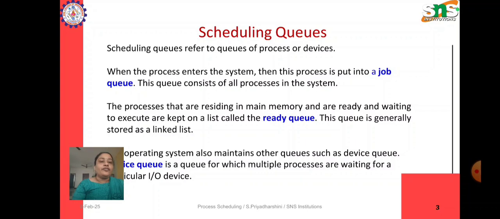This queue is generally stored as a linked list. And the other type of queue is called the device queue. Here the operating system also maintains other queues such as the device queue, which is a queue in which multiple processes are waiting for a particular input-output device. So in scheduling, we have three types of queues available: job queue, ready queue, device queue. Job queue, secondary to main memory; ready queue, from main memory waiting for the processor. Device queue consists of all the input-output devices used for the particular process. So always in the process, the ready queue and device queue will come into play.